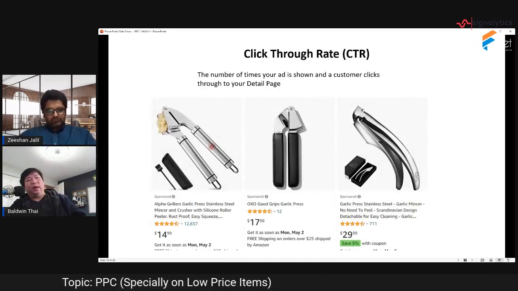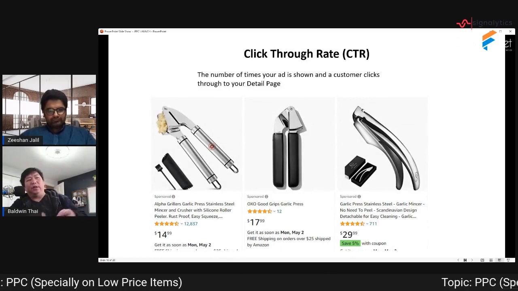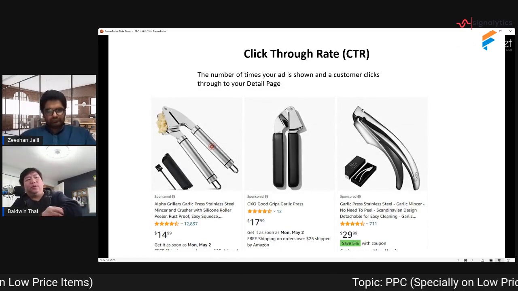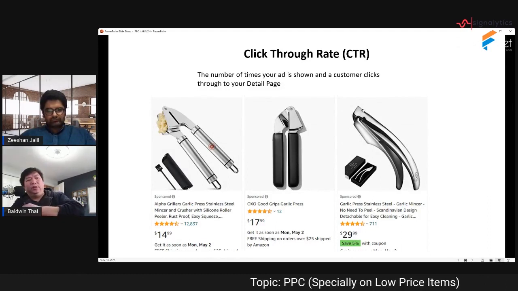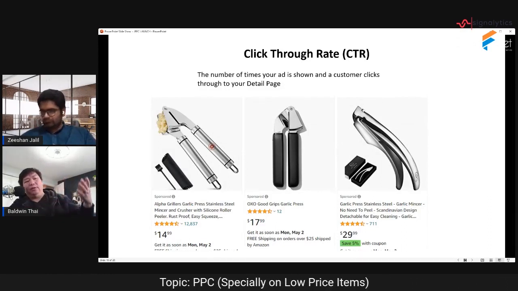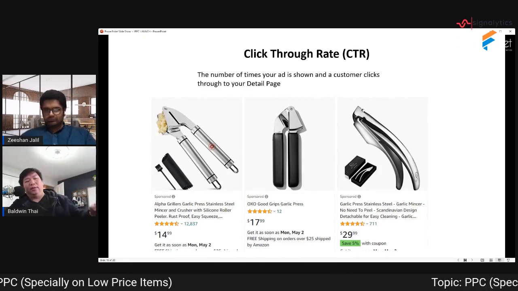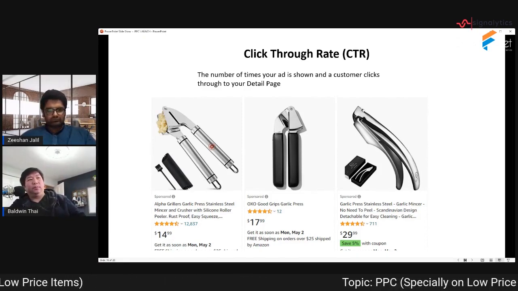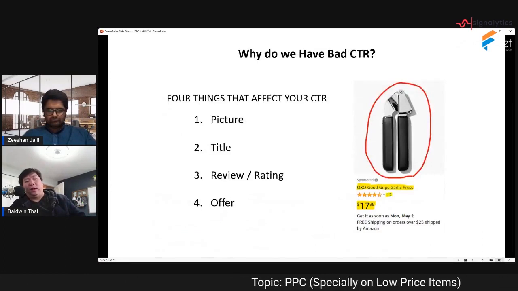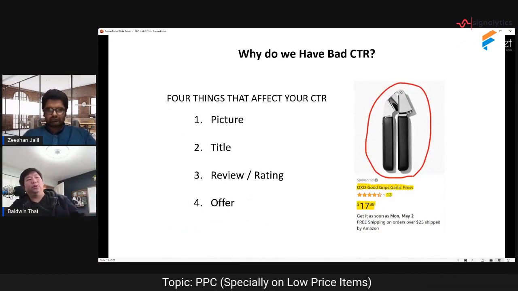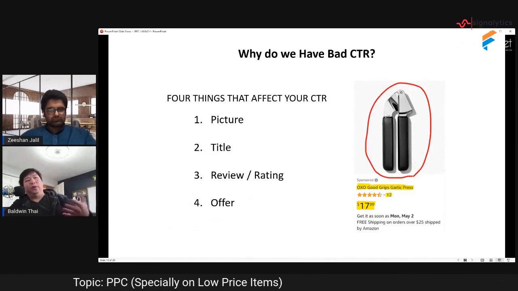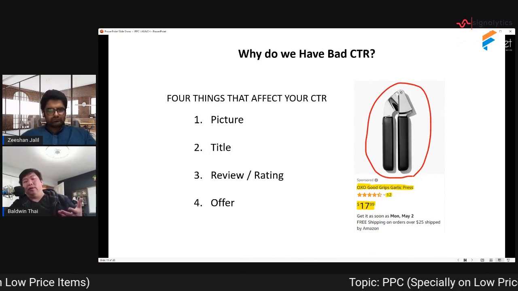So click-through rate is the number of times your ad is shown to the customer and they click through to your detail page. So when your ad is shown like this, it's how many times someone has clicked onto your ad, compared to how many times your ad has been shown. That's the click-through rate. So how do we determine if we have a bad click-through rate?